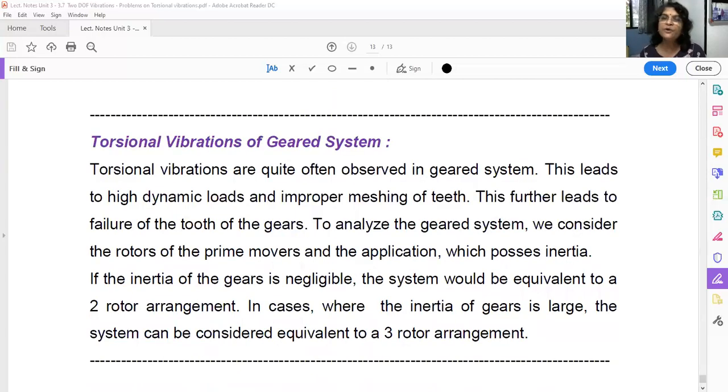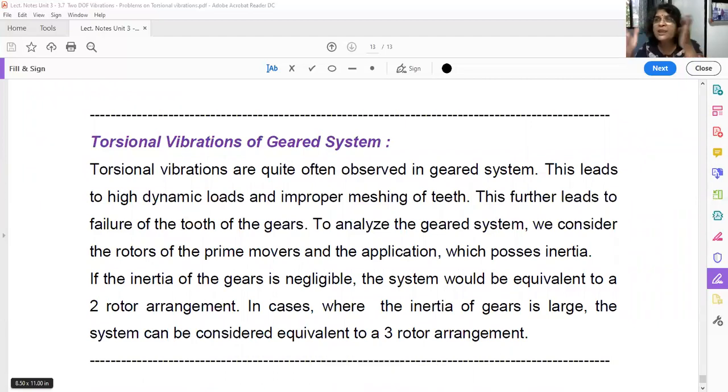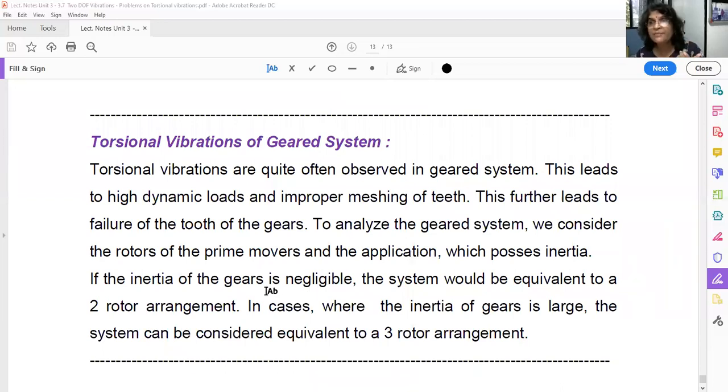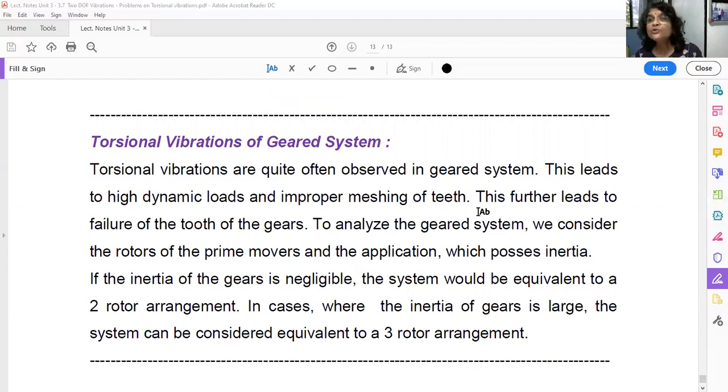Now the last topic of unit number 3 is torsional vibrations of geared system. Right now we have considered only a 2 rotor system, which may be applicable to any actual practical case. So it's a practical application of a 2 rotor or 3 rotor system. So there is a geared system. One is a prime mover, which may be a motor, a generator, or a turbine, and the other is a driven system. What is a driven system? It may be a pump or a compressor. So there are two rotors.